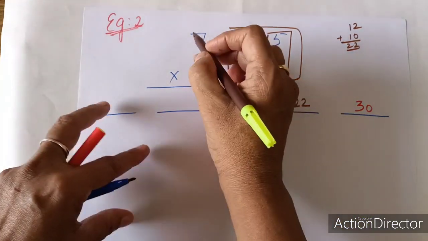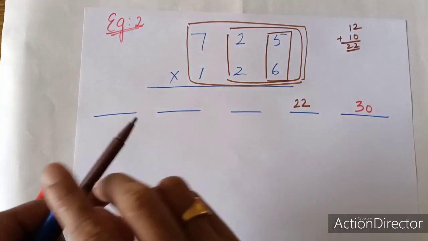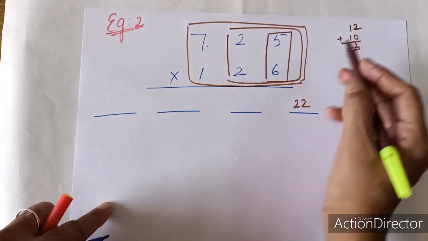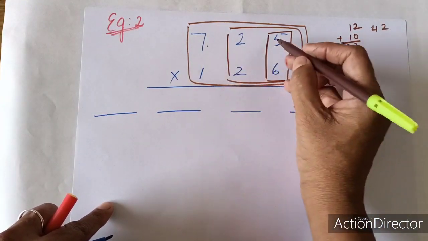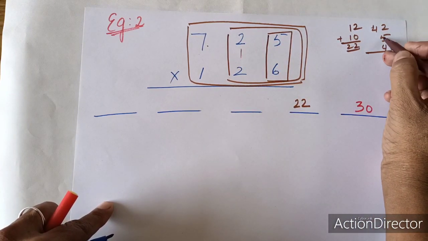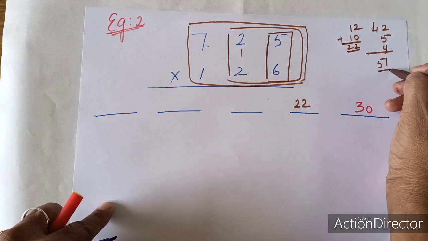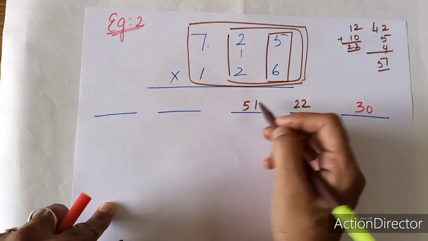Next I will take all the 3 columns, all the 3 by 3 numbers. So you can do it orally. 7 6s are 42. 1 into 5, 5. 2 2s are 4. So if I add 5 plus 2, 7, 7 plus 4, 11 and it is 51. So here I am getting 51.